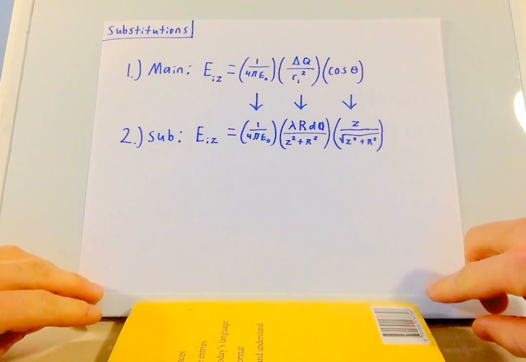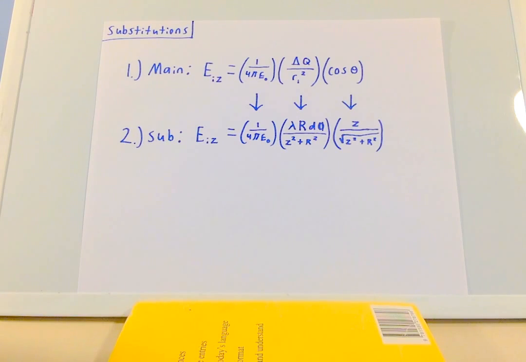All right, next we're going to use those conditions that we just came up with to make some substitutions here. So once you come up with the conditions, these substitutions shouldn't be too bad. So first, our main equation: we need to recognize that the electric field E_i in the z direction is going to equal the constant K, which is 1 over 4 pi epsilon naught, times delta Q over R_i squared times the cosine of theta, because we're really just interested in the forces along the z-axis there.